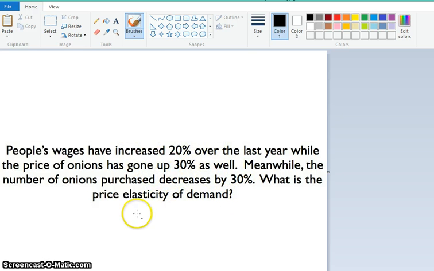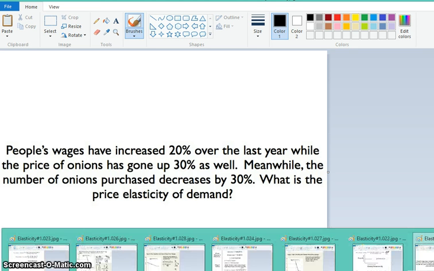So be careful. You're going to figure out the price elasticity of demand. You must, in this case, use the midpoint method. You cannot use the total revenue method to figure this out. So your job is to figure this out. Is it elastic, inelastic, unit elastic, perfectly elastic, or perfectly inelastic? It could be one of those 5 there. So your job is to figure that out.